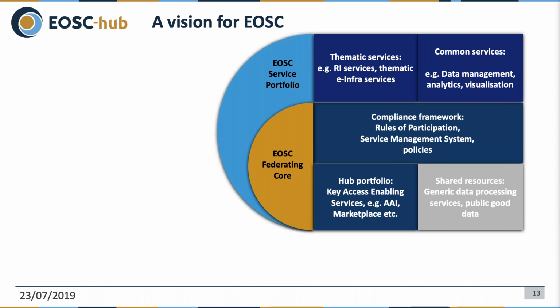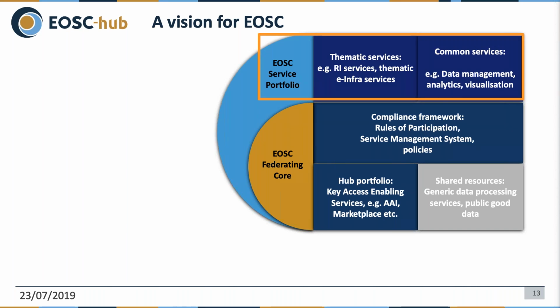As you can see, there is something called the EOSC Service Portfolio in pale blue, which is the term that's being used to capture all of the services that we offer to the research community. These include both thematic services, which go to a specific community, and common services that can be used by really any community, things like data management, visualization. But it also includes something called the federating core, and this maps closely to a lot of the elements of this hub that we were talking about earlier.